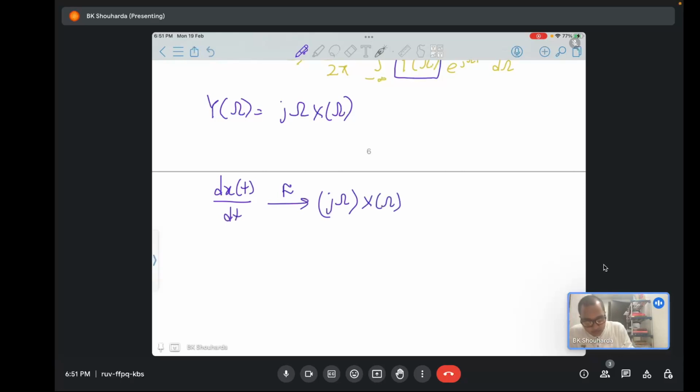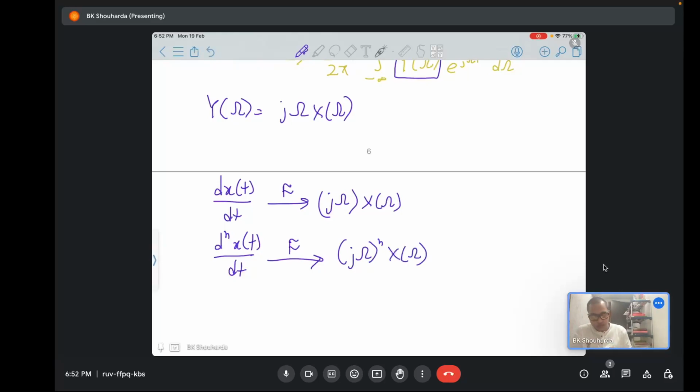If I repeat this operation n times, you can easily prove by reapplying this, like taking dx/dt as y and finding dy/dt, then you will be able to easily see that you have the nth power of j omega.